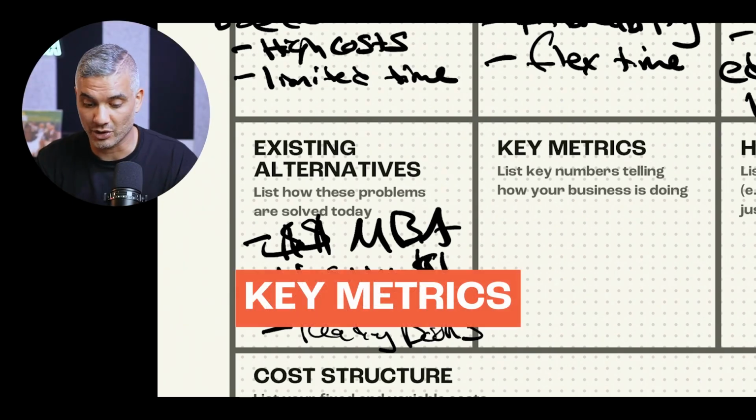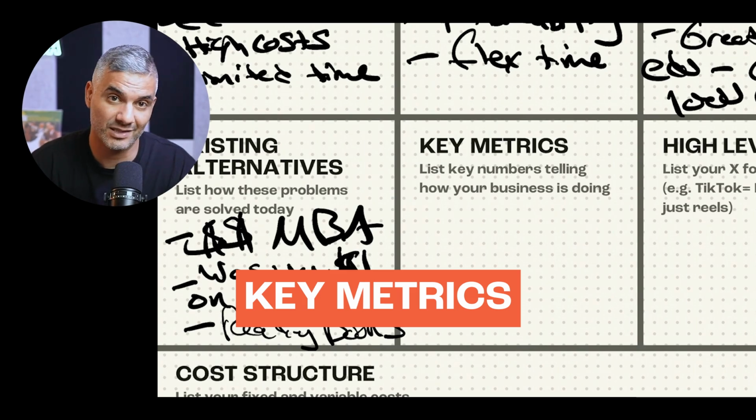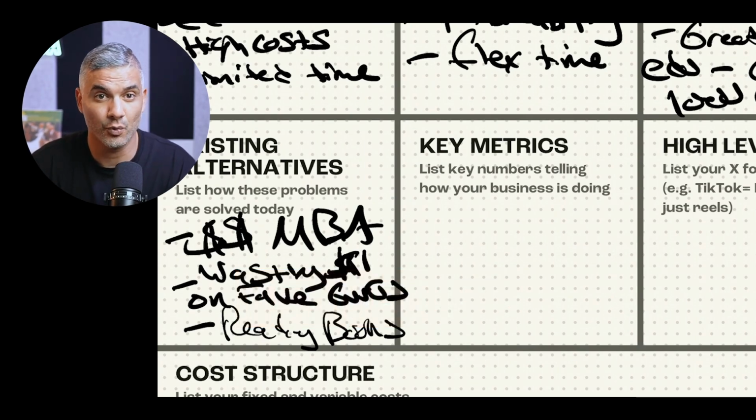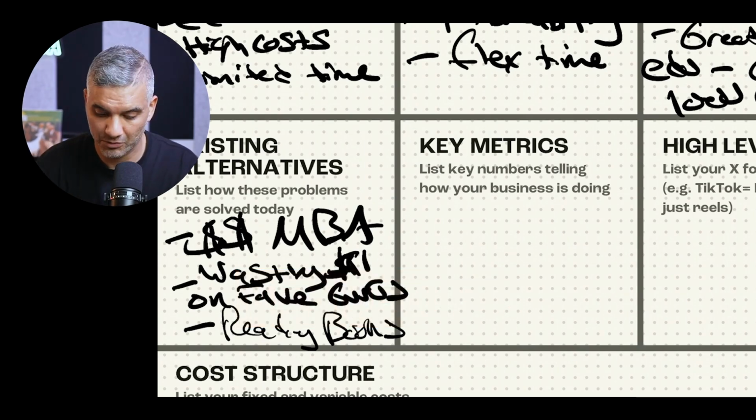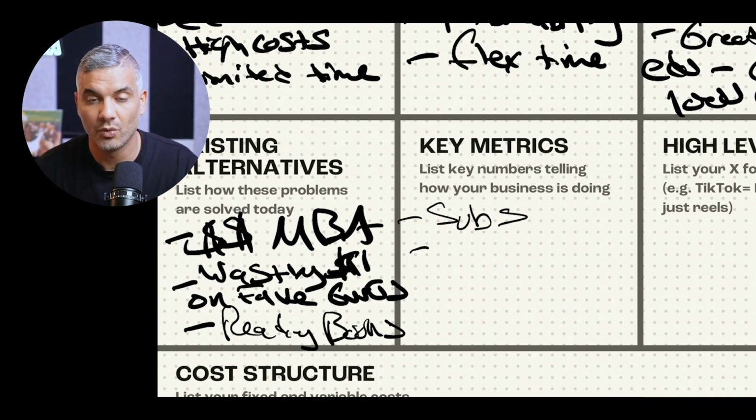Okay, what are the key metrics? Key metrics that will tell you how your business is doing, right? How do you know if you're winning, how you're growing, all that kind of stuff. So our example for us is subscribers, right? YouTube or podcast subscribers, subs, right? What else? Another metric would be money, right? Revenue.